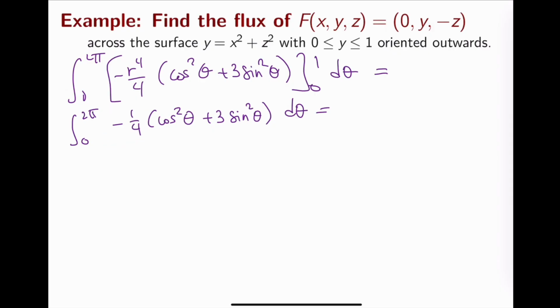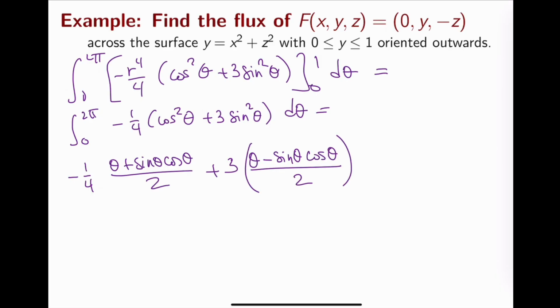Now we take this constant out and we integrate. The integral of cosine squared is theta over 2 plus sine 2theta over 4, and the integral of sine squared is the same, right? But with a minus. And this should be evaluated between 0 and 2 pi. Now let's evaluate. This is going to be minus 1/4. When we evaluate at 2 pi, we're going to have here 2 pi. This part is 0, and so just 2 pi over 2 plus 3.